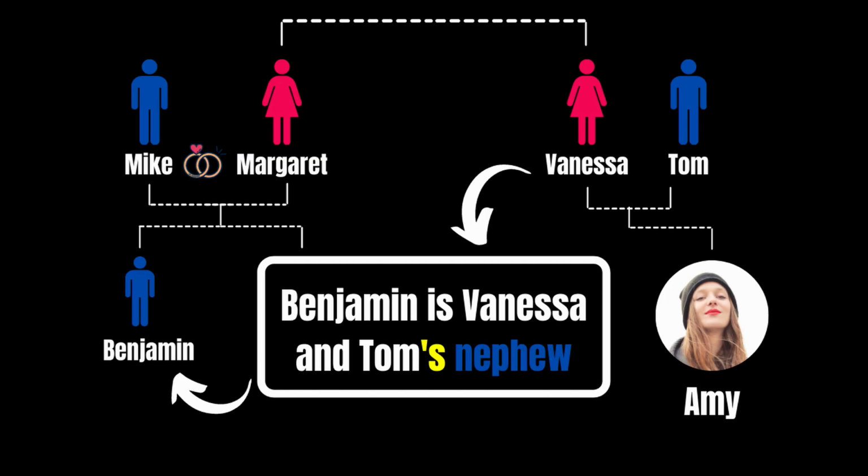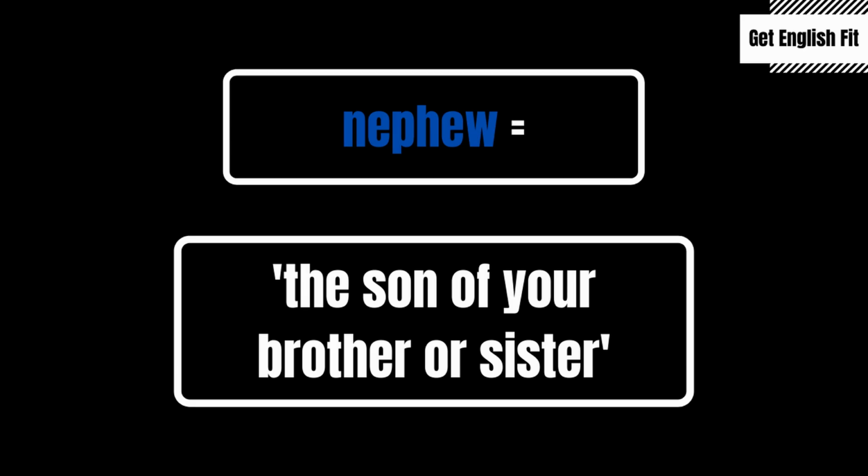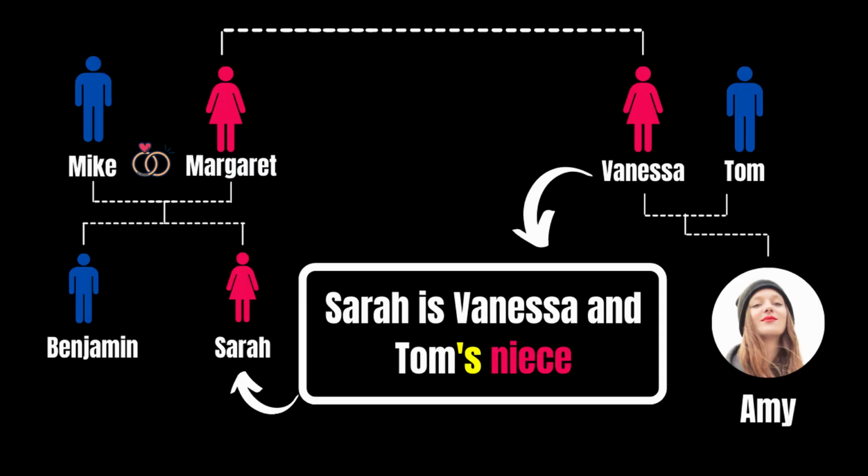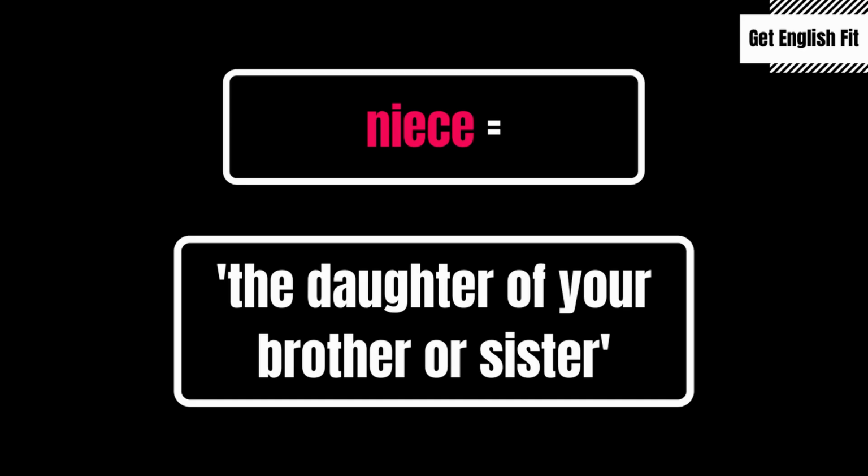Benjamin is Vanessa and Tom's nephew. Nephew means the son of your brother or sister. Sarah is Vanessa and Tom's niece. Niece is the daughter of your brother or sister.